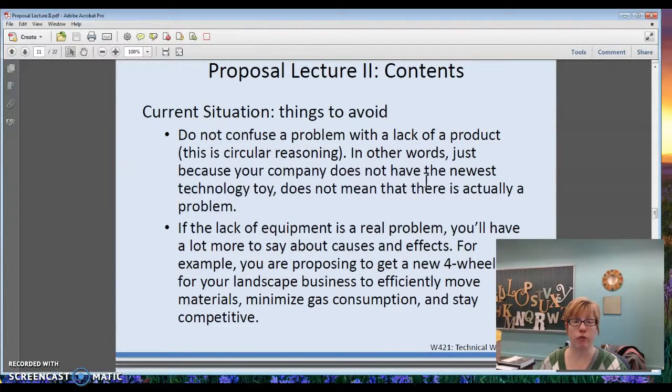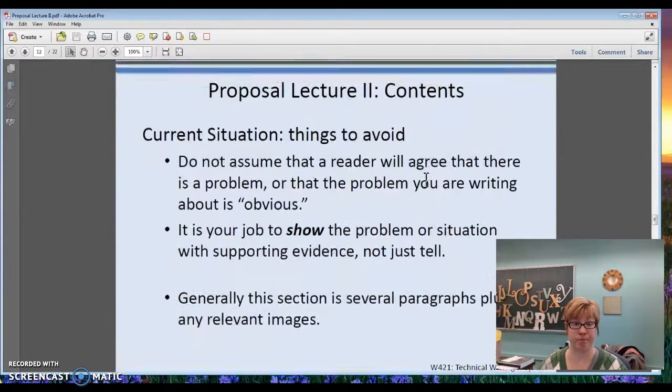Okay, so don't confuse the lack of something with a problem. That's circular reasoning, actually. Just because you find some new widget that you think is pretty cool doesn't mean that your company actually needs that widget. And you'll find that if that's the case, you're going to have a really hard time defending why you need that product. Instead, if there's actually a need for a new product, you're going to have plenty to say about how your current situation is a problem and that this new product would actually resolve that. So make sure that you aren't doing circular reasoning and that you actually have an exigency or a problem that you're trying to solve.